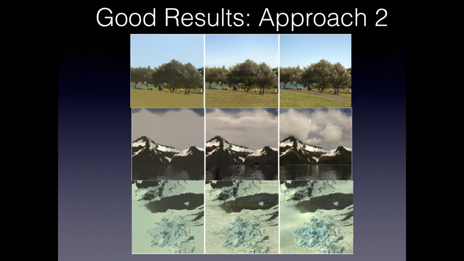For approach 2, we trained on the L0 images, had it apply textures, and we were able to successfully mimic many of the textures of the ground truth image.